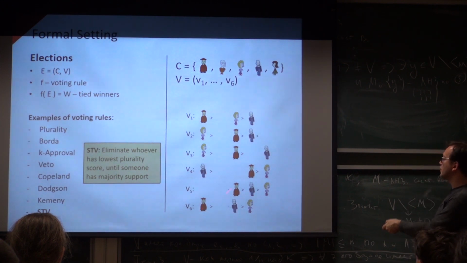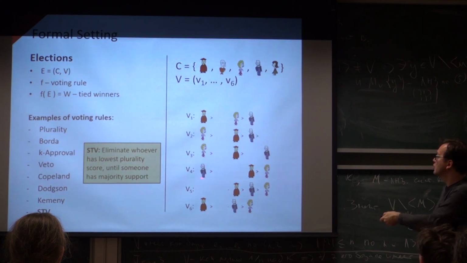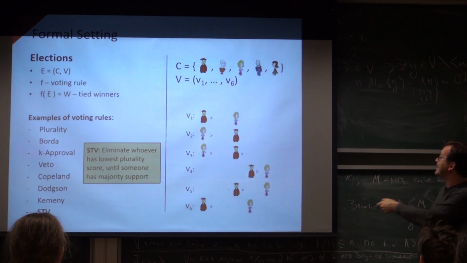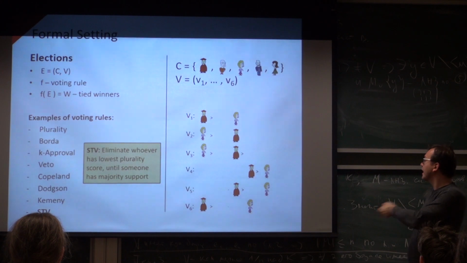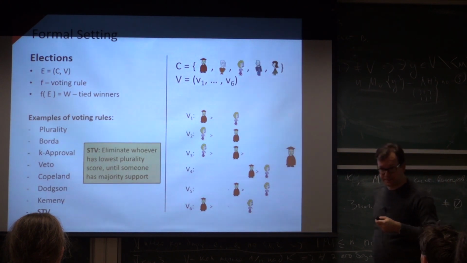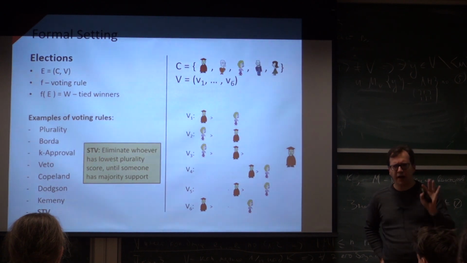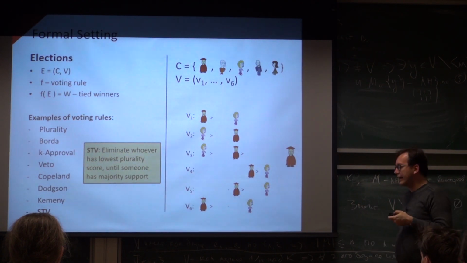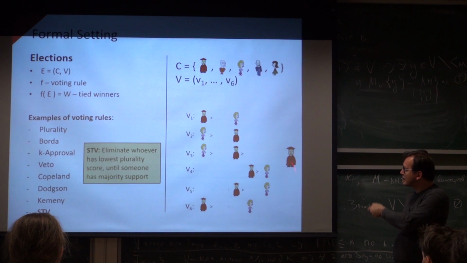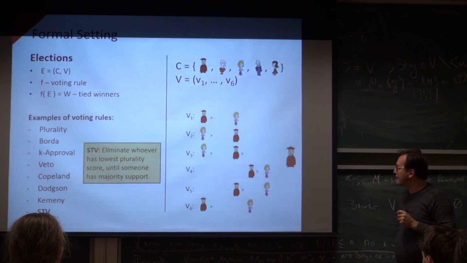Okay, now red has 1, 2, 3 points. Blue has 1, pink has 2. So blue has to be removed. And now there's a majority support for the red guy, and so he wins. So this is actually really used in Australia, in Ireland, in a few places. This rule has some strange features. I will show you an actual example much later on.